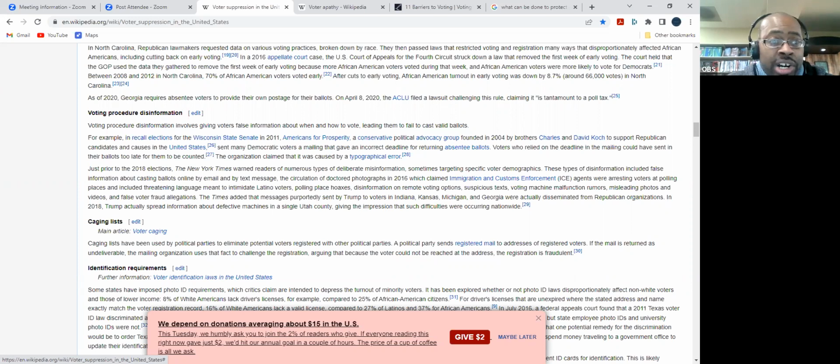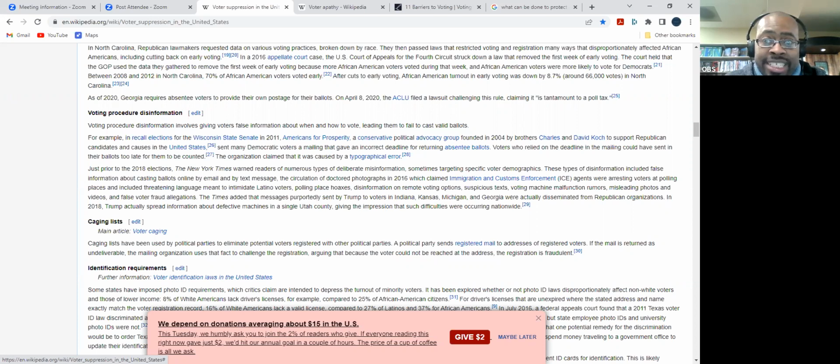During a recall election in the Wisconsin State Senate in 2011, incorrect information was given for absentee ballots as well. And because of that, their votes did not count. That was deliberate. Just prior to the 2018 elections, the New York Times warned readers of numerous types of deliberate misinformation that sometimes targeted specific voting demographics.